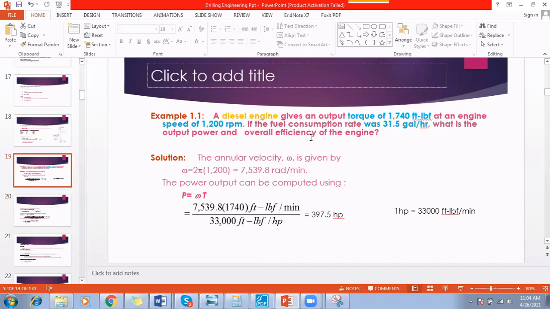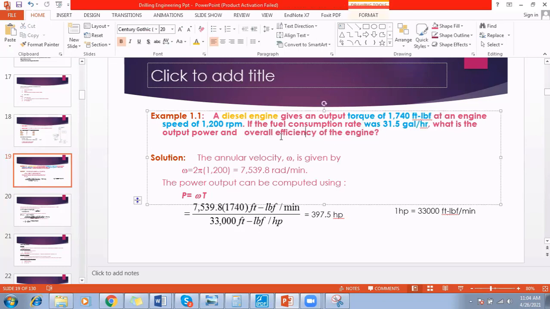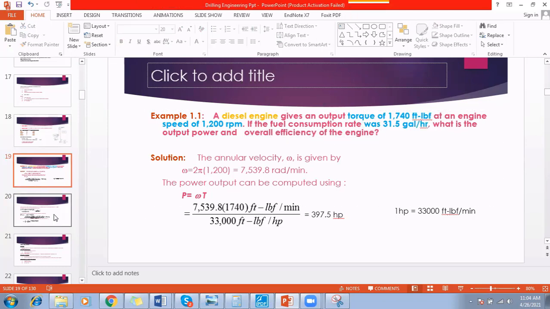Undeliberately, if I told you that this is the efficiency of the drilling rig, actually this is not the efficiency of the drilling rig. Here it is also mentioned in the statement, it is the efficiency of the engine. So we have calculated the efficiency of the engine.